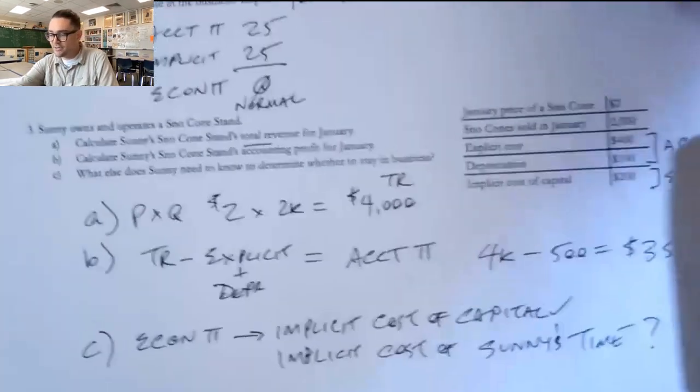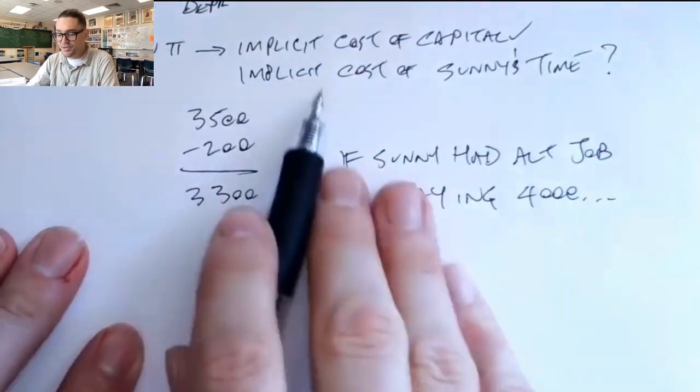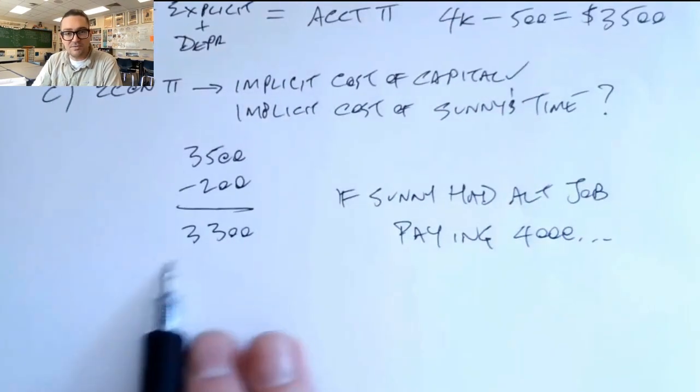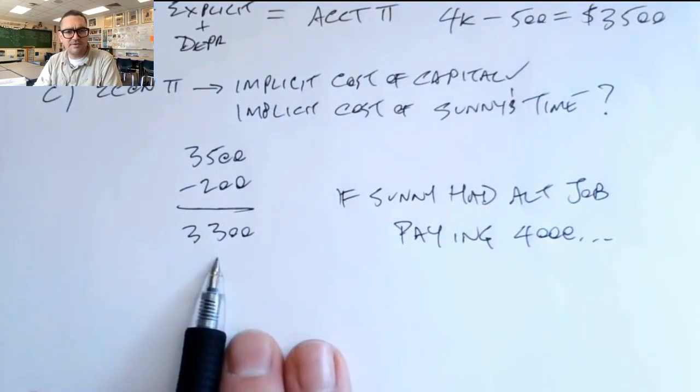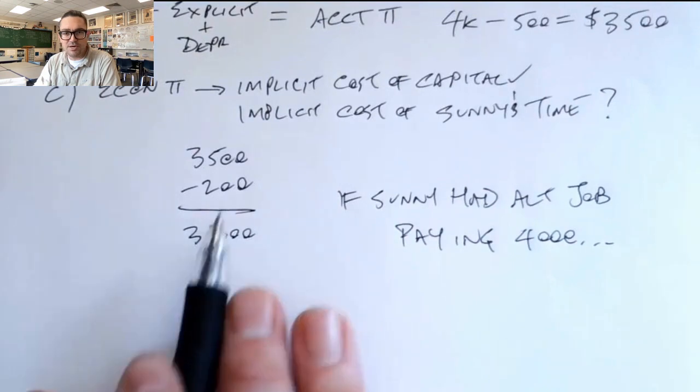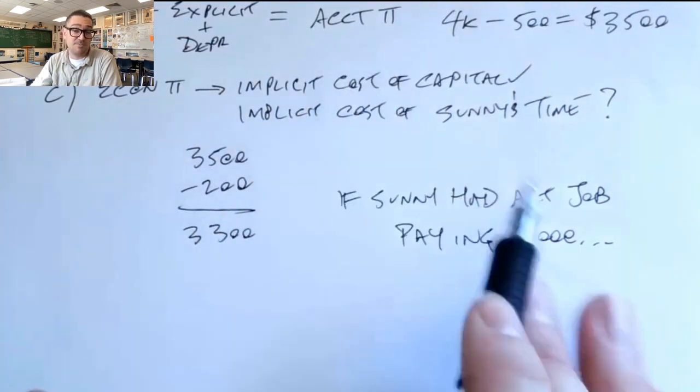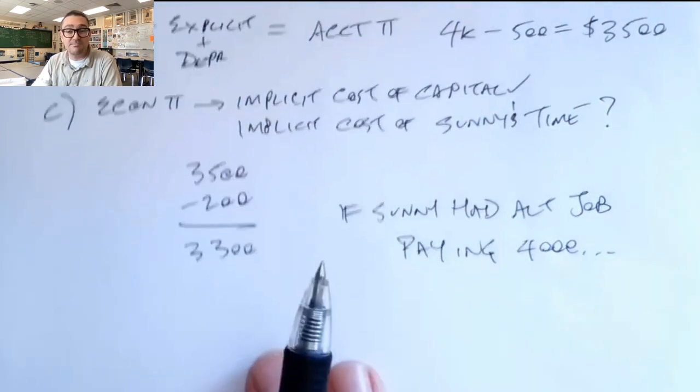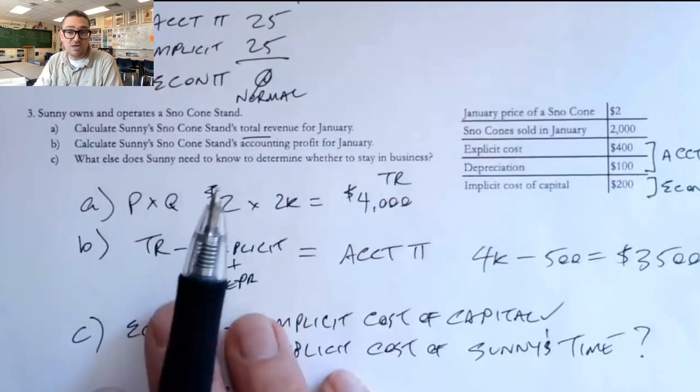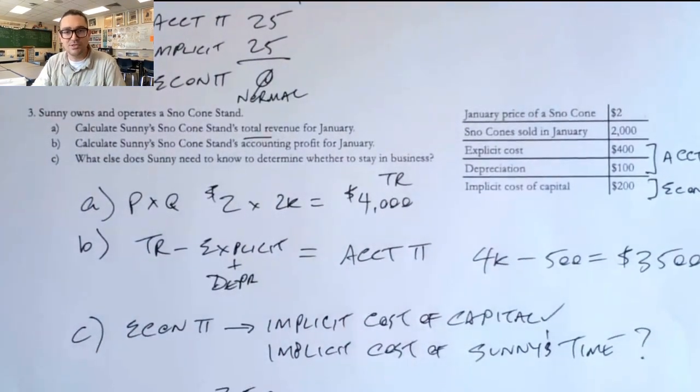paying, let's say, $4,000, then that would well outweigh the amount of economic profit that still remains here. And this 200 was the implicit cost of capital. So we have to know what Sonny might be earning, what the implicit cost of their time would be, in order to truly do this problem.